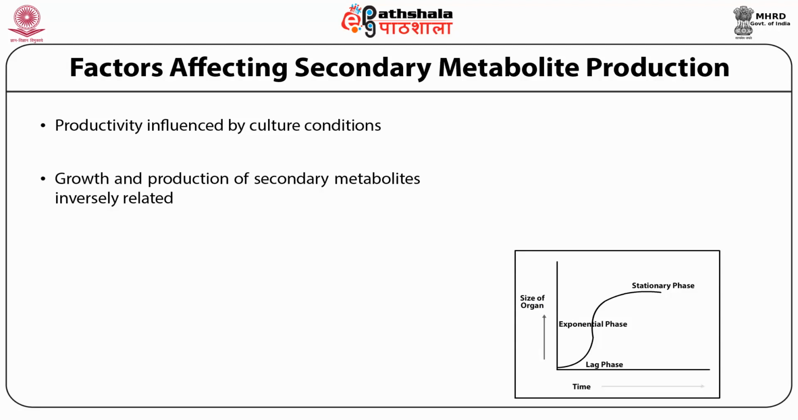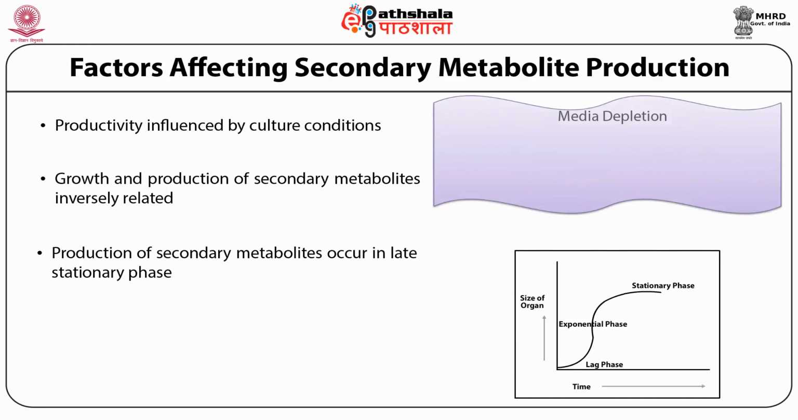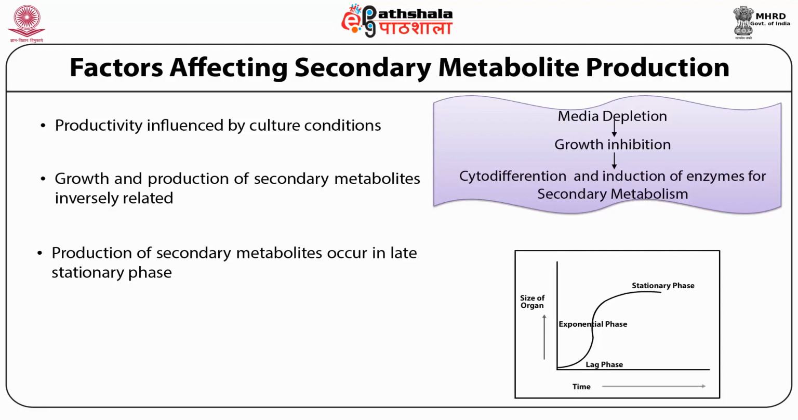As we can see in this slide, secondary metabolite production takes place in the stationary phase, and during this phase the media is depleted, and as a result the cells stop growing further, and there is cytodifferentiation and induction of enzymes which leads to secondary metabolite production.